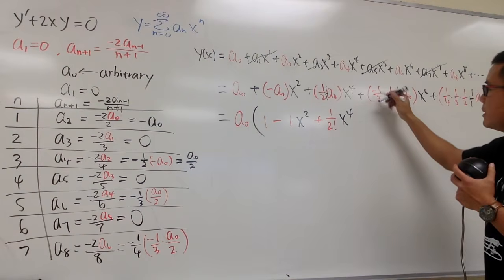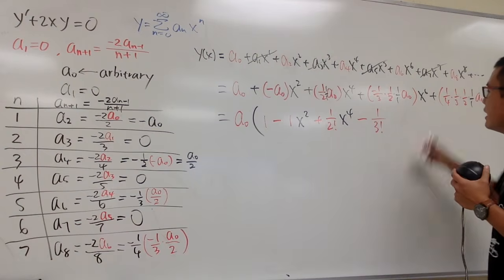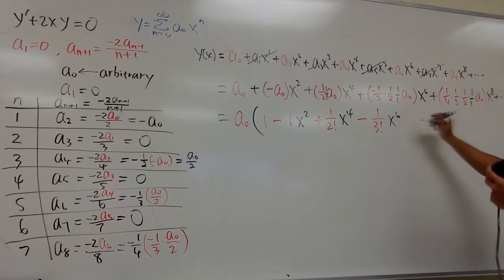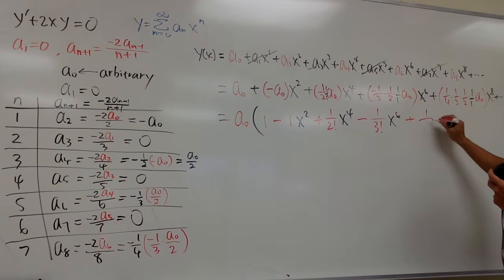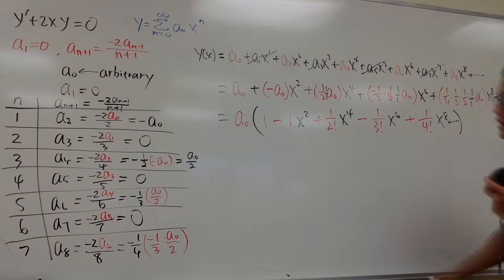And then this is going to be minus 1/3 factorial, isn't it? And this is x to the 6th power. And then this is going to be plus 1/4 factorial, and then x to the 8th power, like this, and then it keeps on going forever. The next one should be minus, so let me put on minus like this, right? And it keeps on going forever.